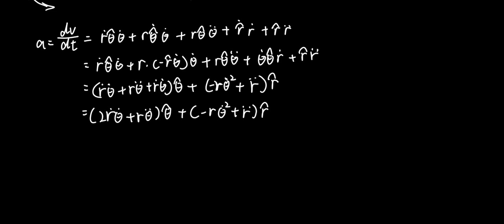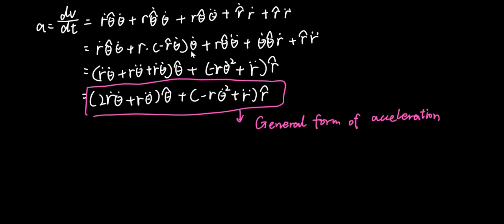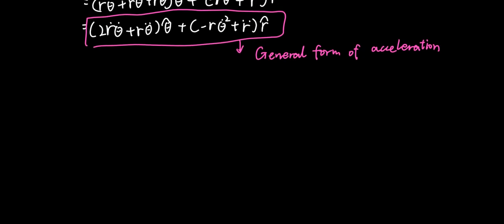Now, this formula is very important. This is the general form of acceleration. However, it doesn't mean that we need to involve all these terms when we calculate the acceleration in reality. For example, if we're going to calculate the acceleration of an object that is doing uniform circular motion, we don't need to involve all these terms.